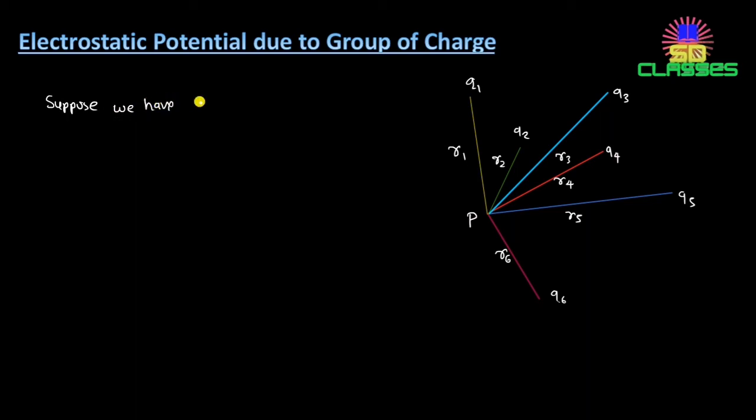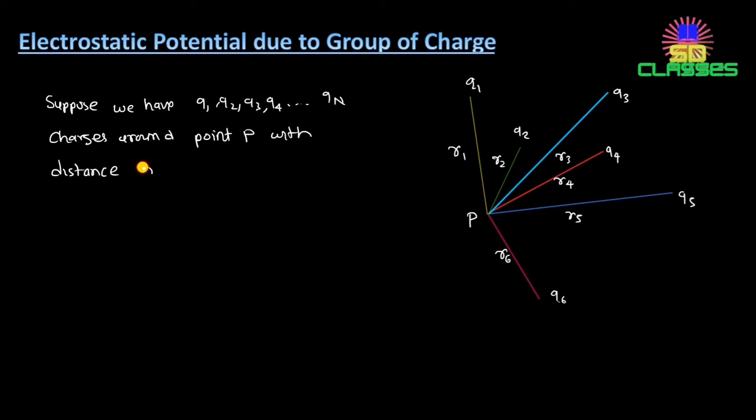Imagine we have q1, q2, q3, q4, dot dot dot qn number of charges around point P with distances r1, r2, r3, dot dot dot rn respectively. So this is given.